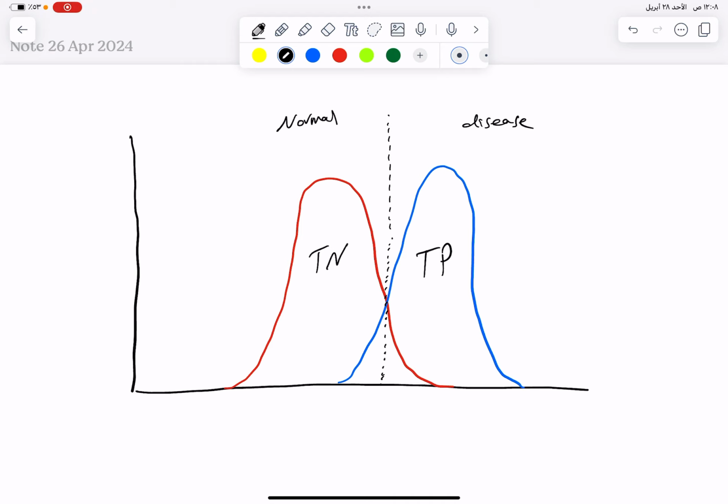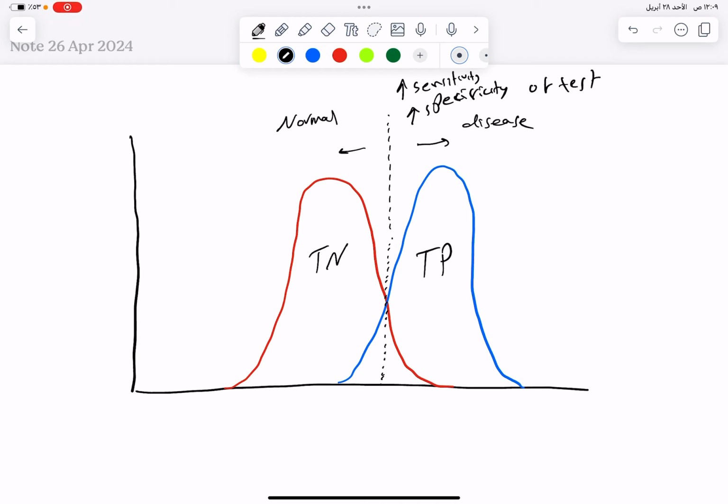This line in the midline is for the high sensitivity and the high specificity of the test. So if we go either to the right or to the left, one of them will decrease and the other will increase. But in the midline, the test has high sensitivity and specificity. As we said, on the left is true negative, and on the right is true positive.